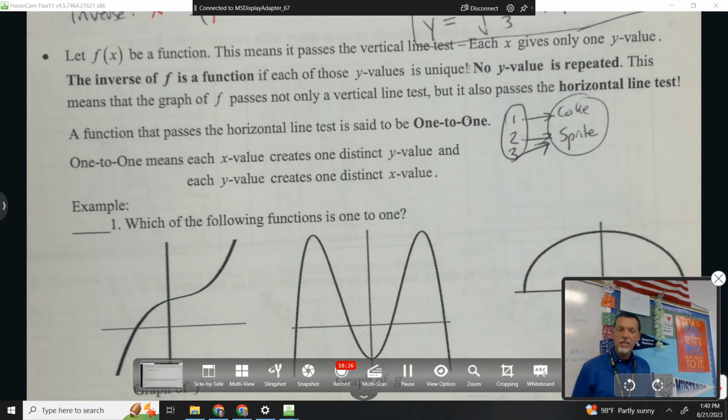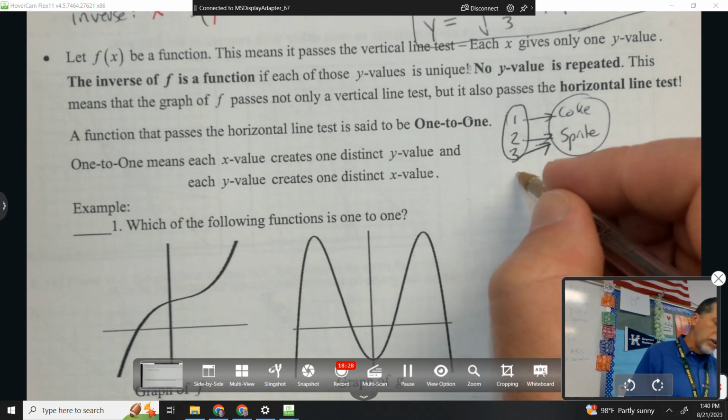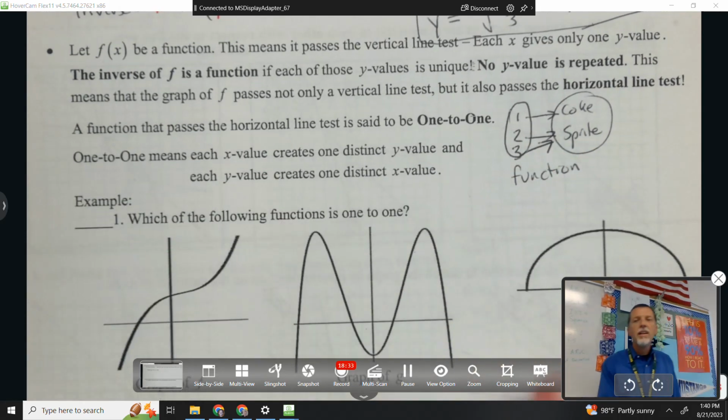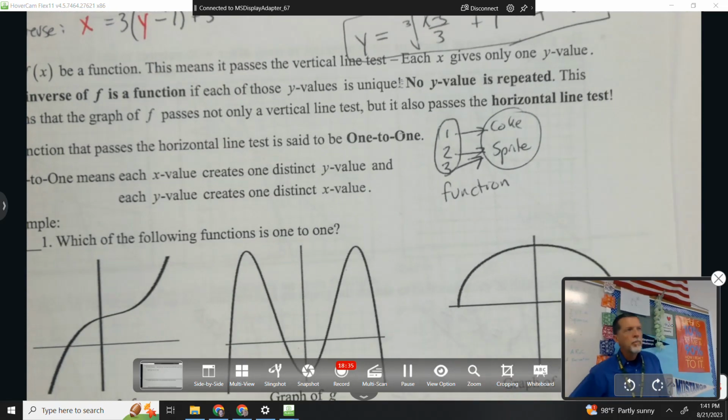Yes. Good. No one answered no. First class of the day to pull that off. That is a function. How would it not be a function? What would make it a non-functioning vending machine?